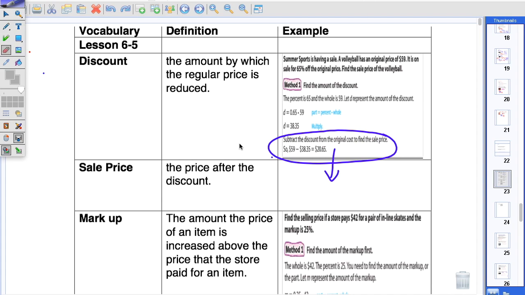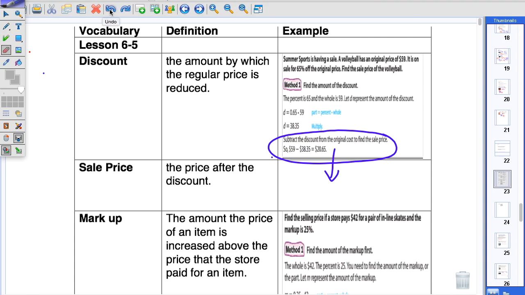Before we begin, here's the vocab for Lesson 6.5, and the first word is discount, which is the amount by which the regular price is reduced. So my example shows how we find discount. To find discount, you take your percent as a decimal, multiply it by the original price of the item, and that gives you the discount. That's how much you are saving.